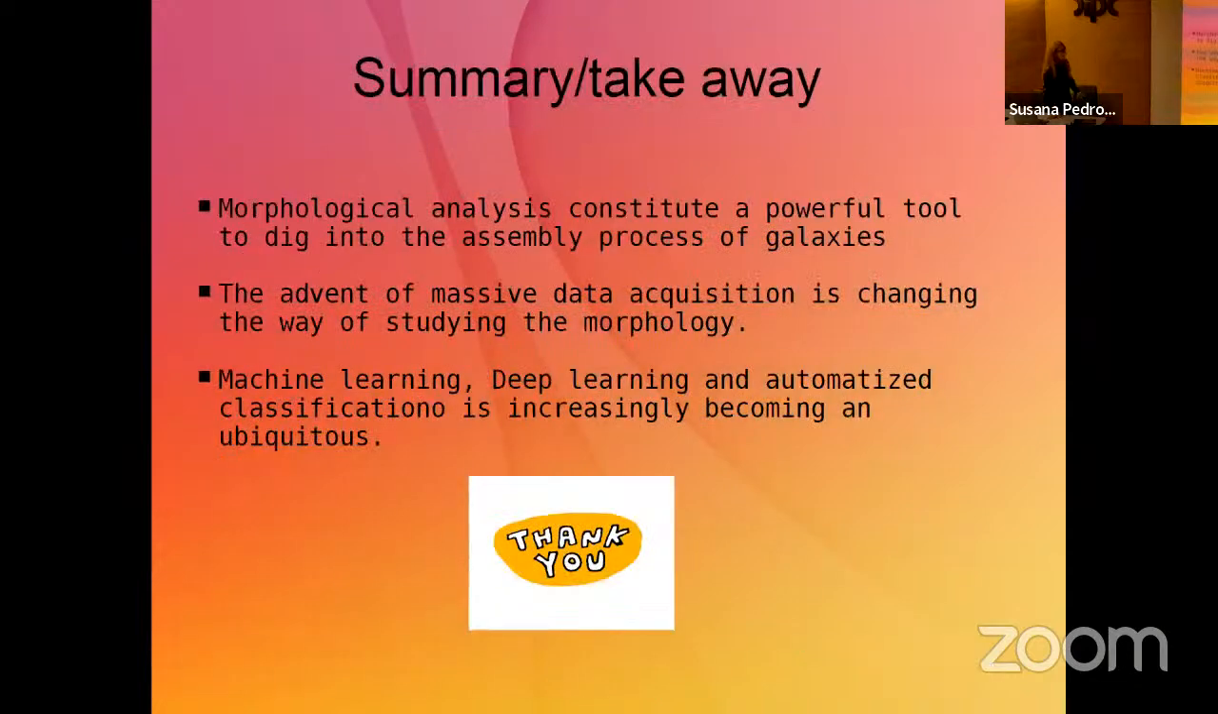Just to take away the main things, I think morphological analysis is a very powerful tool to dig into the assembly process of galaxies. We have to be very aware of the advent of massive data acquisition that is changing the way we are studying morphology. And of course, machine learning, deep learning, and all the automatized classification is becoming ubiquitous because it's needed for something like LSST. And that's all.